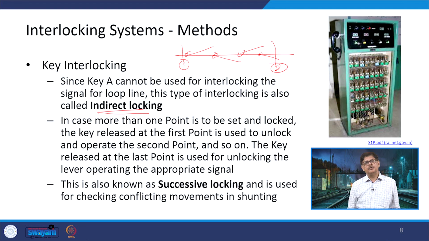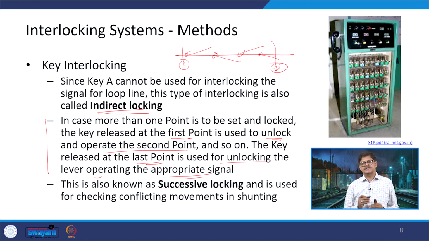So, in that case how is it being done? That is what is being talked about here. It says that if more than one point is to be set and locked, the key released at the first point is used to unlock and operate the second point, and then the key released at the second point will be used at the third point, and so on. It will be done till you reach location 2. The key released at the last point is used for unlocking the lever operating the appropriate signal.